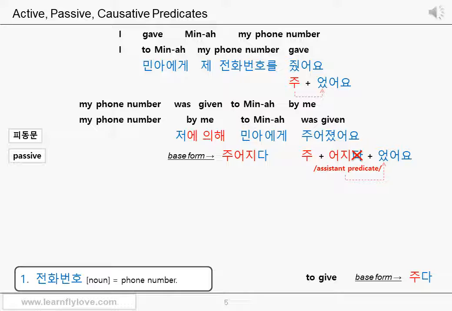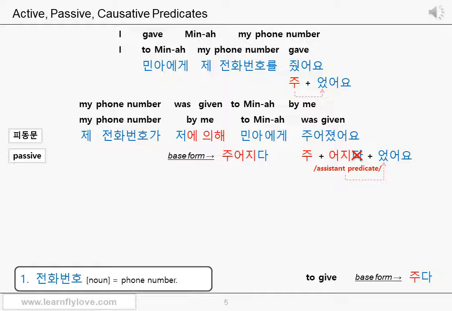저에 의해, by me. 저에 의해. My phone number, 제 전화번호가. My phone number by me to Mina was given. 제 전화번호가 저에 의해 미나에게 주어졌어요. Or 제 전화번호가 저에 의해 미나한테 주어졌어요.